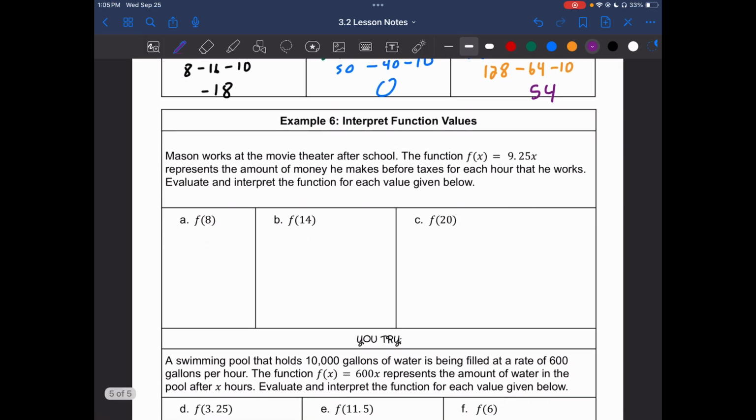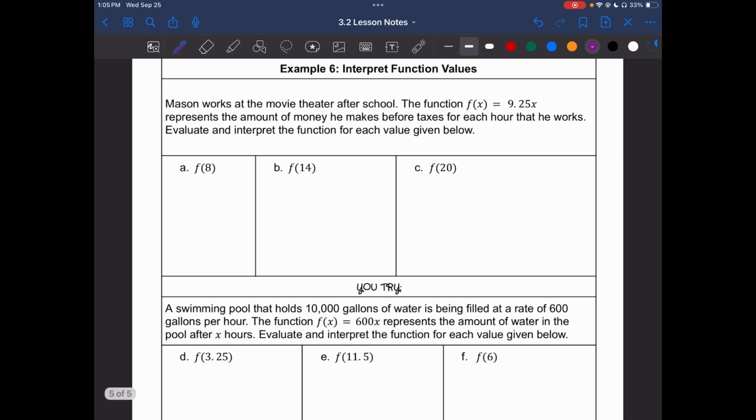All right, we're going to move on to example 6 now. Example 6 is interpret function values. So we are going to start with this scenario. Mason works at a movie theater after school. The function f of x is equal to 9.25x represents the amount of money he makes before taxes for each hour that he works. Evaluate and interpret the function for each value given below.